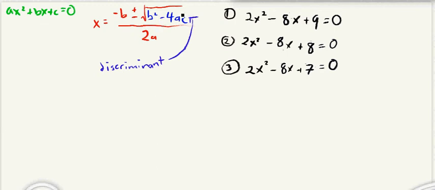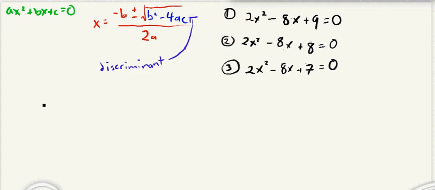Okay, so there's this part in blue. This part in blue here is what we call the discriminant. This is going to give us certain information about how many solutions we're going to have and what kind of solutions they're going to be. So right now we're just going to look at the discriminant of the quadratic equation for a couple of examples.